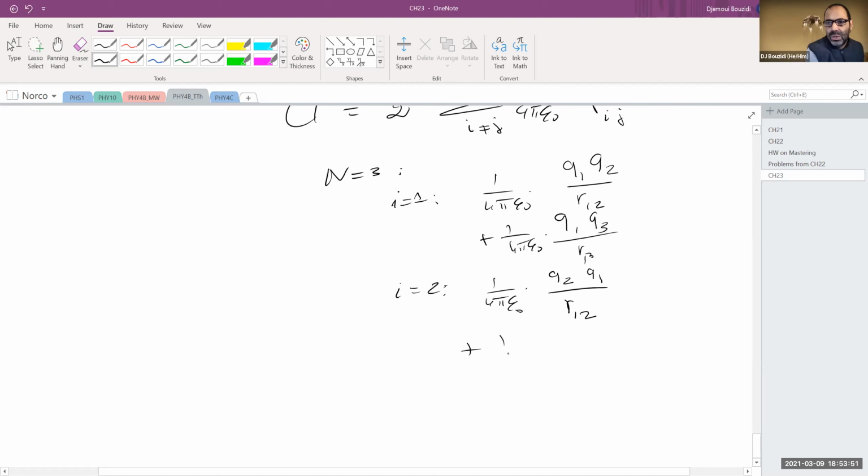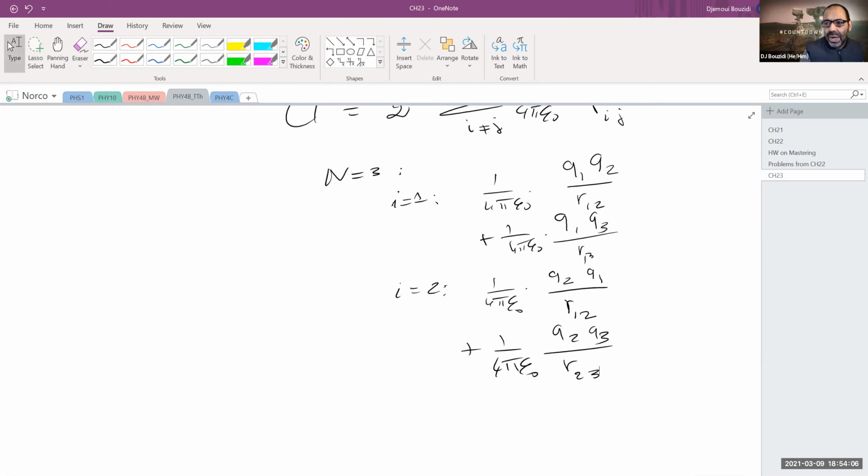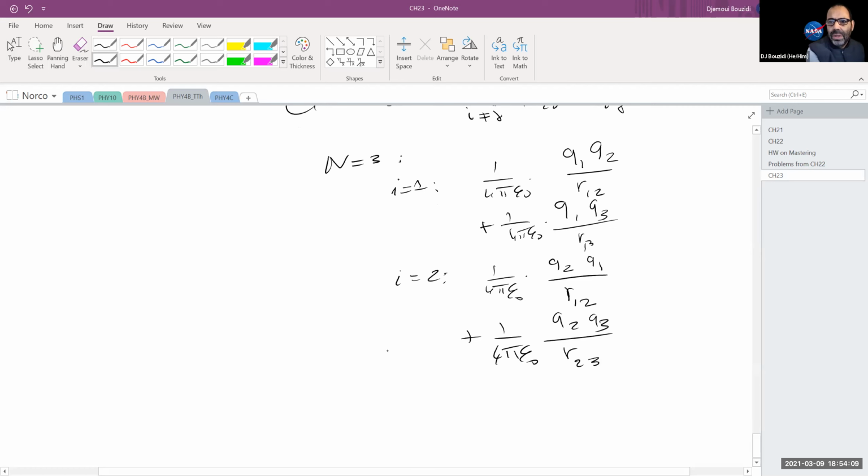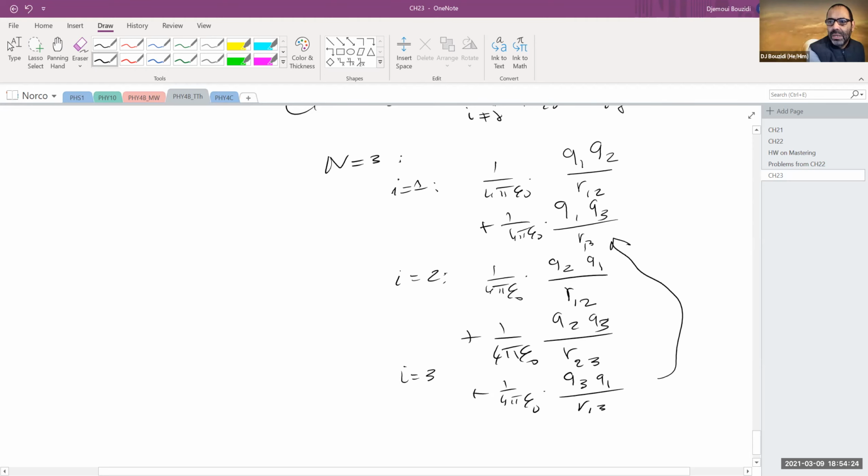Plus, of course, there is another term I need to account for, 1/4πε0. Again, i is equal to 2. I cannot have j equal to 2. I can have j equals 3, though. So it's going to be q2, q3 divided by the distance between 2 and 3. Now, the last charge in here, when i is equal to 3, j cannot be equal to 3. So I have to add to it 1/4πε0 times q3, q1 divided by the distance r between 1 and 3. And r13 is exactly this term, just as much as this term was this term, actually.